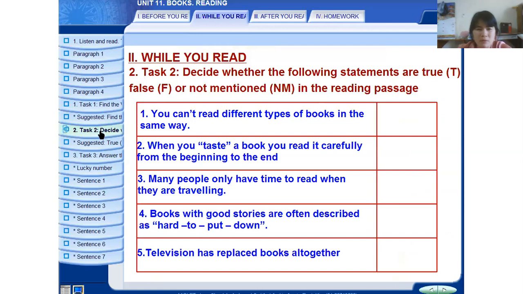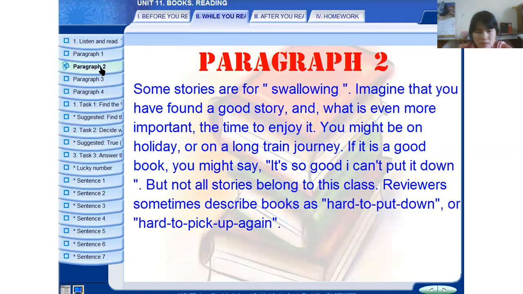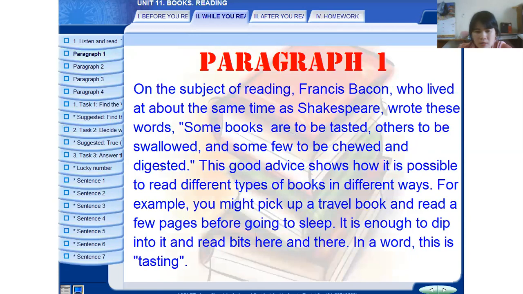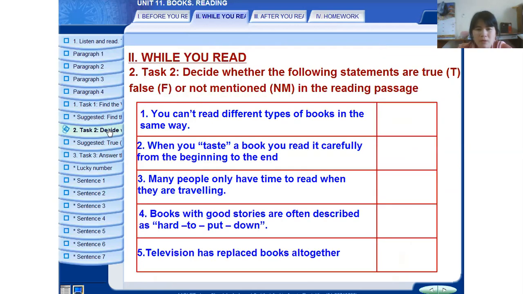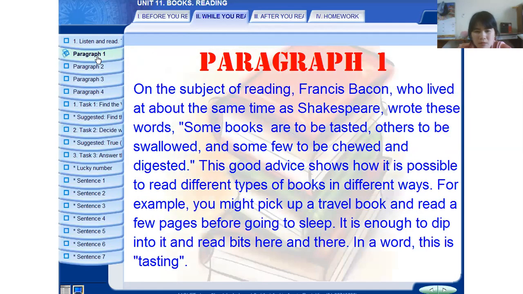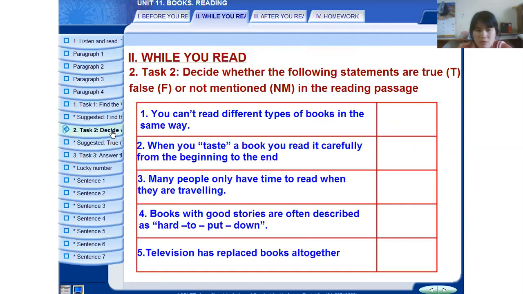When you taste a book, you locate the word taste. Where can you find the word taste? Here, taste. Dip into it here and there, the word is tasting. Just remember, when you take a book, you read carefully from the beginning to the end. Is that tasting? Dip into it, here and there, is tasting. So you compare the information from the reading passage to the question, so it can be true or false or not mentioned. Many people only have time to read when they are traveling.